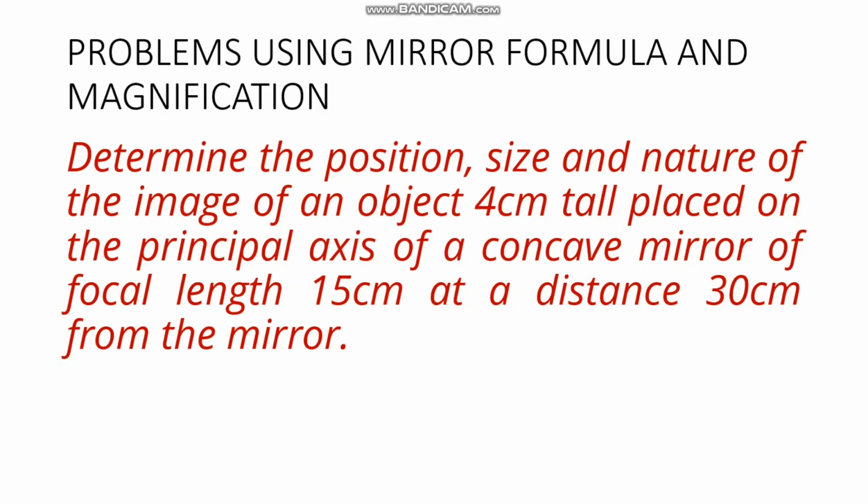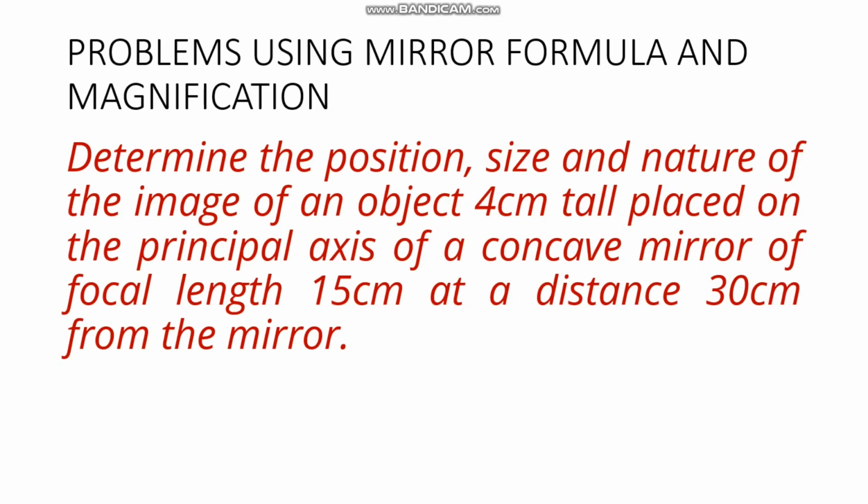Some of the problems you see here are calculated based on the mirror formula and magnification. Determine the position, size and nature of the image of an object 4 cm tall placed on the principal axis of a concave mirror of focal length 15 cm at a distance of 30 cm from the mirror. What is given here, we have to find the position, size and nature of the image. So we have to find v, we have to find h_i and the characteristics.